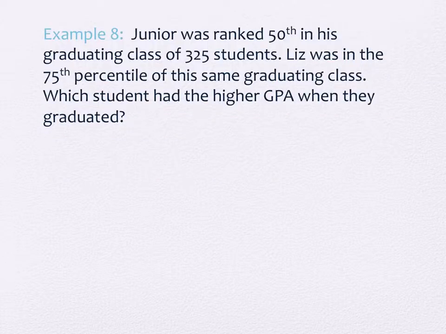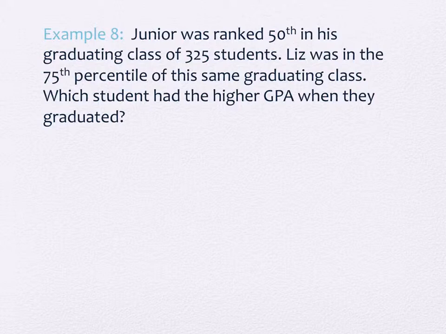And the example says the following. Junior was ranked 50th in his graduating class of 325 students. So what does that mean? Well, it means that he had the 50th highest GPA. So there are 49 students ahead of him, and then 325 minus those 50, him included, would be below him. And then it says Liz was in the 75th percentile of the same graduating class. So again, that is the percentile notation that we just referenced on the previous slide, where it means that 75% of the students had a GPA lower than her GPA. And the question we want to know is which student had the higher GPA when they graduated.